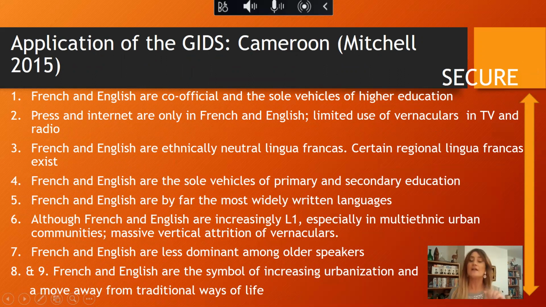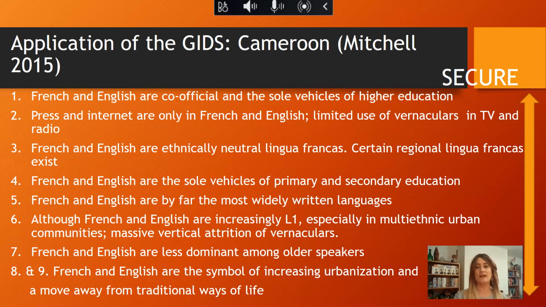So yeah, the official languages are secure, okay, they're the sole vehicles of higher education. And very interestingly, they've been reanalyzed by quite a lot of young people. When I asked in a survey I did, which Cameroonian languages do you speak? Oh, I speak both French and English. So a lot of young people have actually reinterpreted them as being local languages. They don't perceive them as being foreign languages at all anymore, which is very interesting.